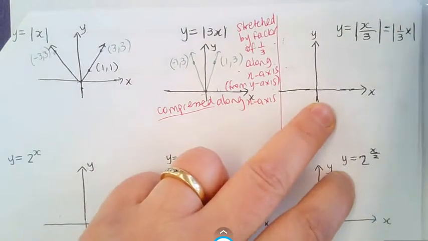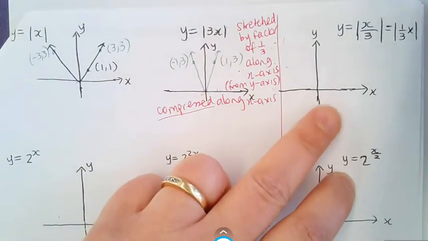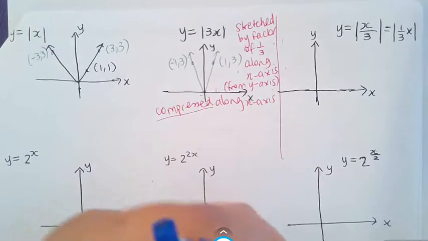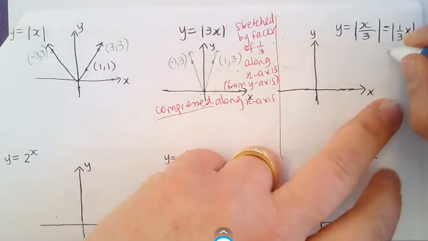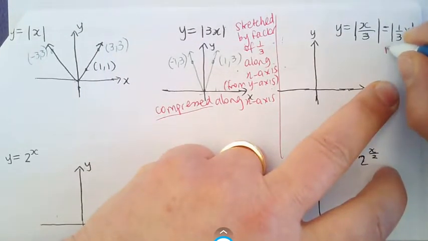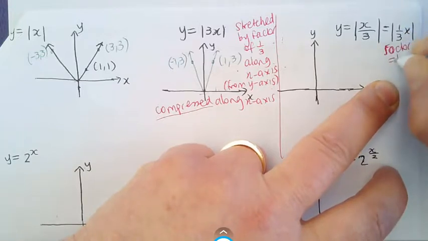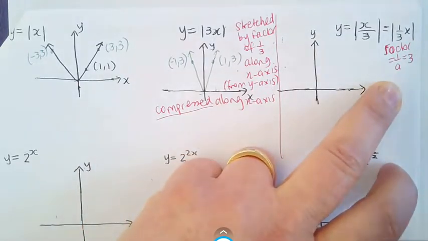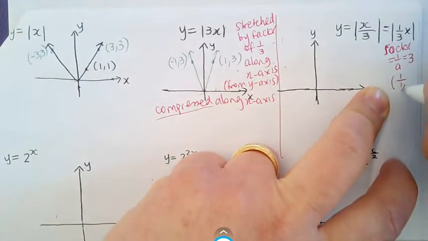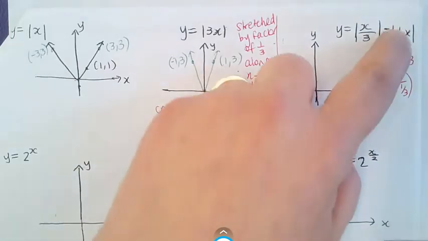A is a third, but the factor that it's stretched by is 1 on A, which is 3. So the 3's right, but the A's not 3. The A is a third. So the scale factor is 1 on A, which is 1 on a third, which is 3, because A is a third.